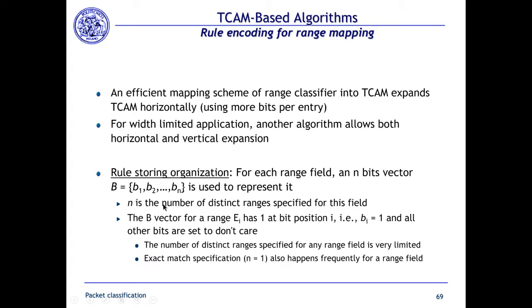So each time we have an incoming packet that is matching one of these ranges, then the bit in the corresponding position will be set to 1. And so when we are storing this information into the TCAM, we will set a mask with a 1 in the position that corresponds to the specific range that we want to encode in that specific entry in the TCAM.